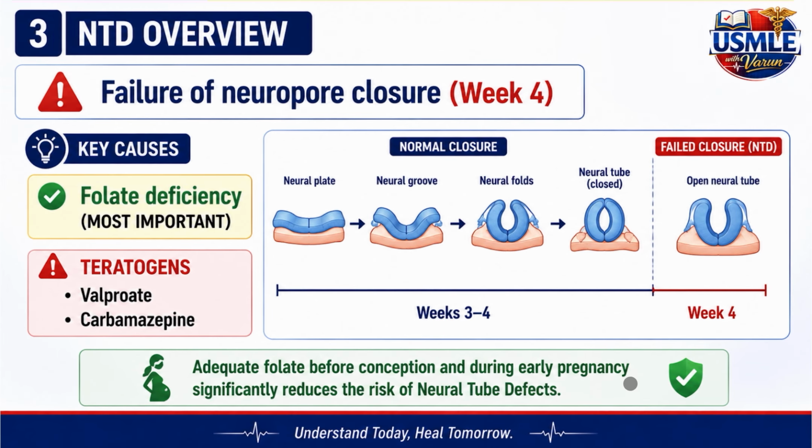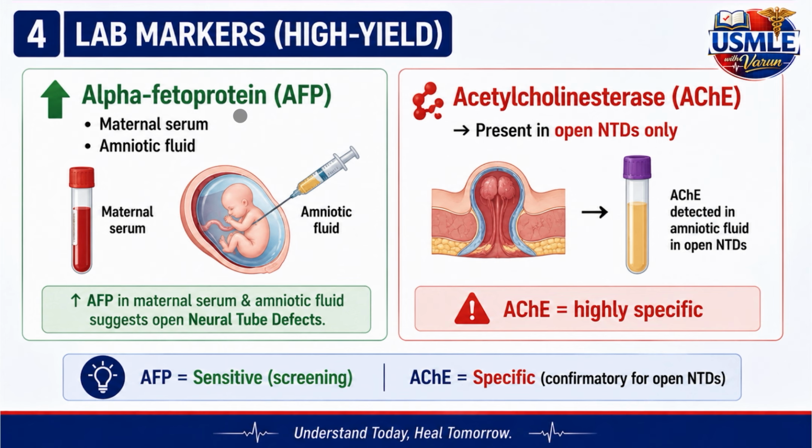Now, coming to the lab markers, this is very high yield for exams. So, in neural tube defects, alpha-fetoprotein levels are increased. This can be detected in the maternal serum and amniotic fluid. Now, let's try to understand why acetylcholinesterase is important. It is present only in open neural tube defects.